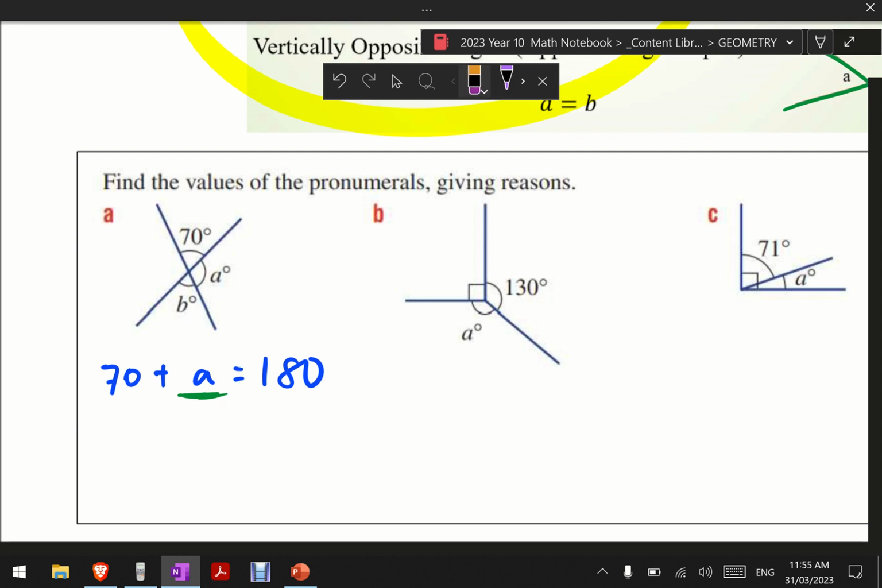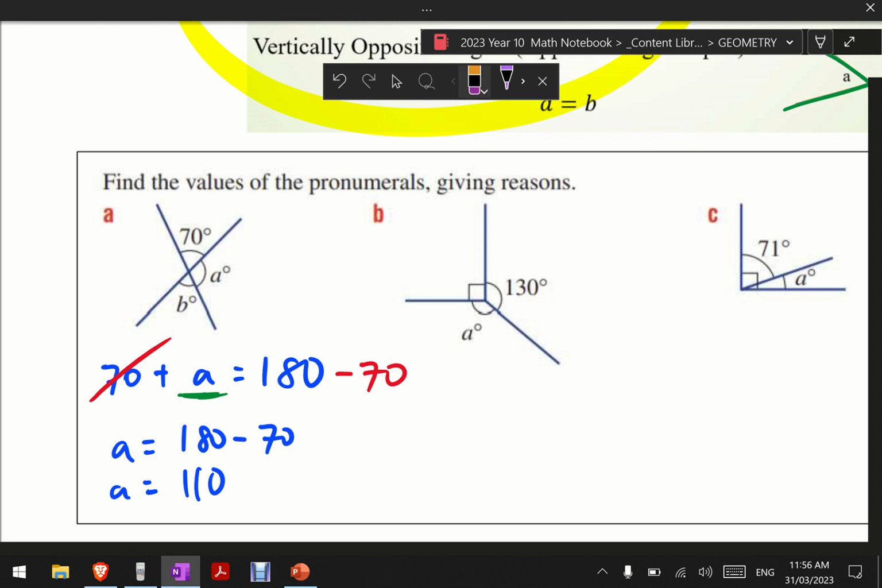70, good. Now, think about this here. This is a plus 70, so if I put it over here, it becomes minus 70. It always becomes the opposite of it. So this becomes A equals 180 minus 70. So let's answer that. What is 180 take away 70? 110, good. Therefore, A has to be 110.